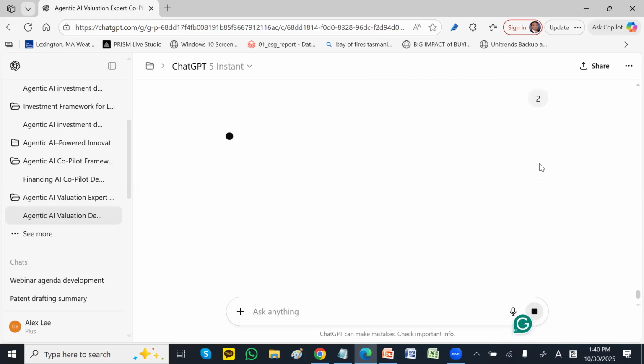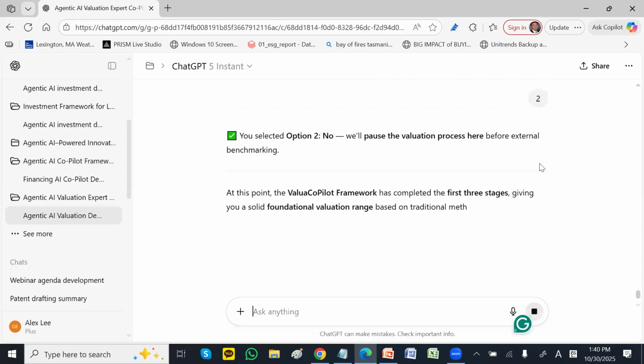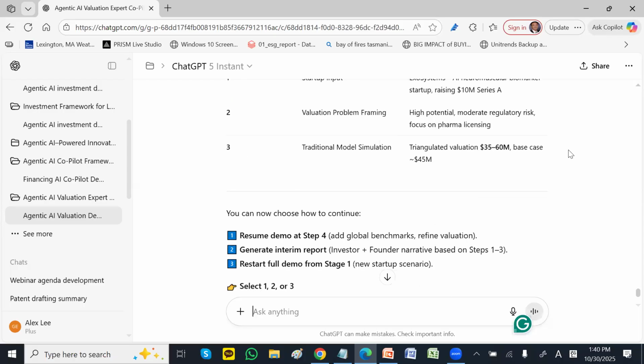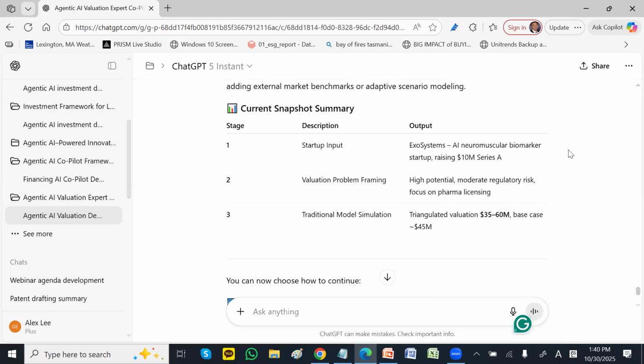Then it gives you everything, making sure that you use all the information you need. It gives you the current snapshot summary, the startup input, the valuation framing, and then a simulation and the valuation range. It gives you the consensus with the venture capital, and then you can decide how much allocation of the asset to take, something like that.